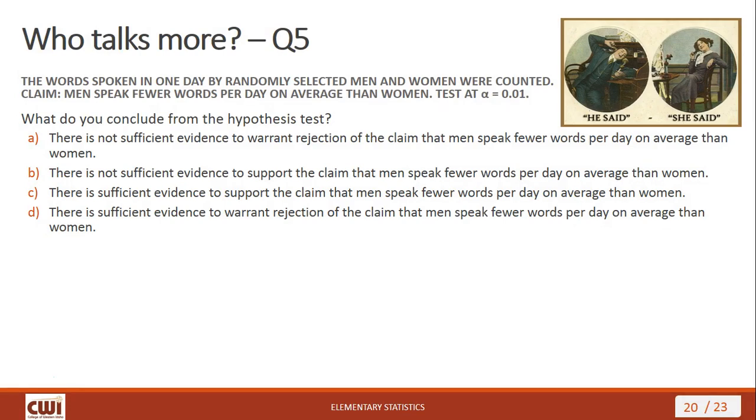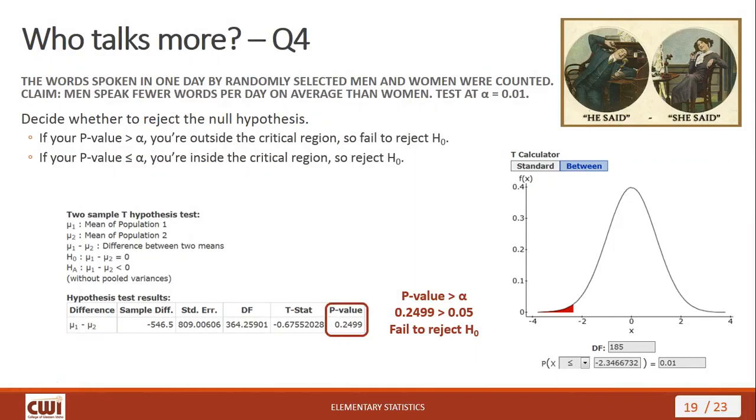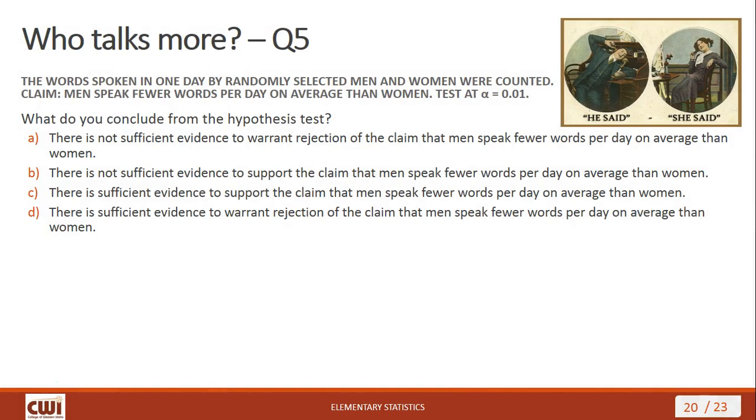What do we conclude from the hypothesis test? Well, here we have the same 4 options that we had previously. So the first question we ask is, did we reject H0 or fail to reject H0? Well, let's go back and look at it. We failed to reject H0. So therefore, we're going to want to select an option that says there is not sufficient evidence. That's answer options A and B. So right off the bat, we eliminated C and D.